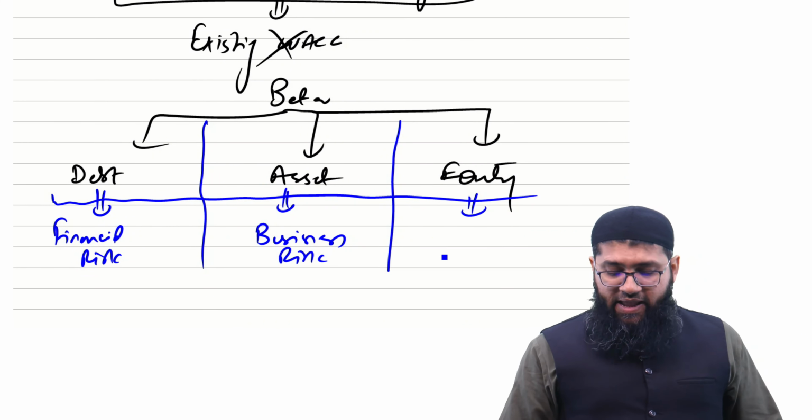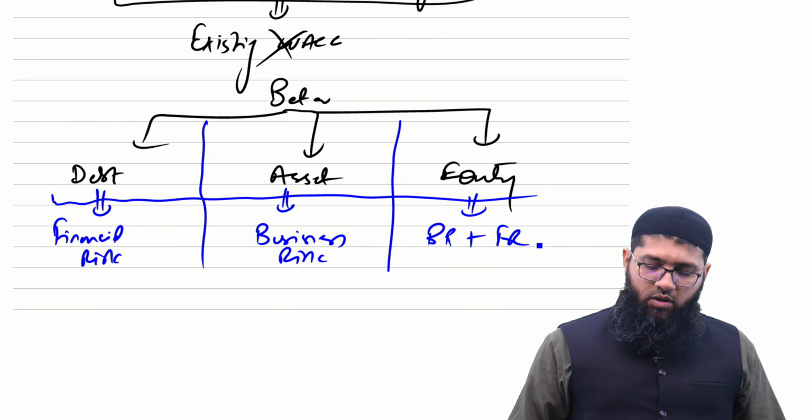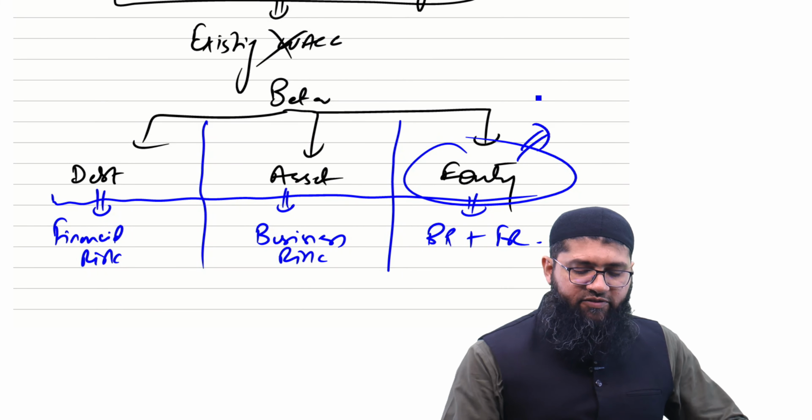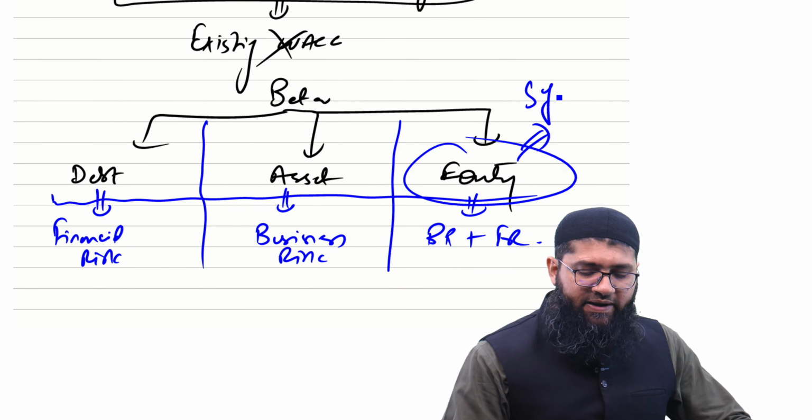The equity beta is basically a measure of business risk plus financial risk, and this also reflects the systematic risk.